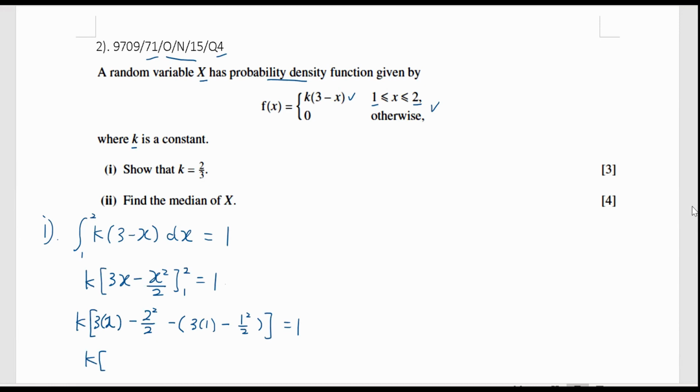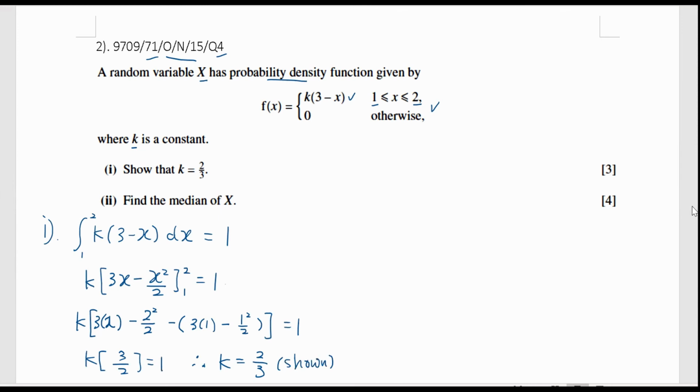3 over 2 minus 4 over 2, and then minus 3. Minus minus becomes plus half. So we are getting 3 over 2. And then, hence, k is going to be 2 over 3. Right? We have shown.